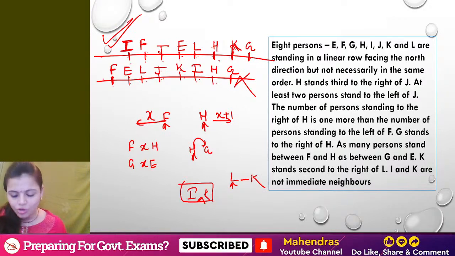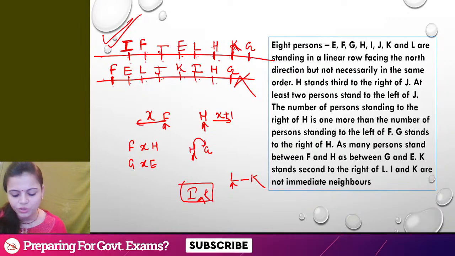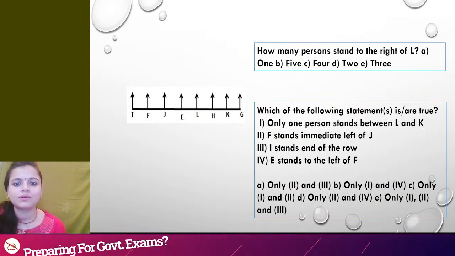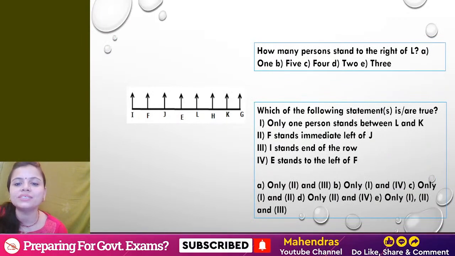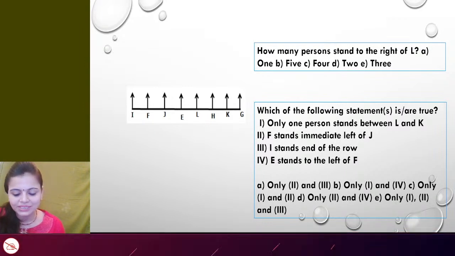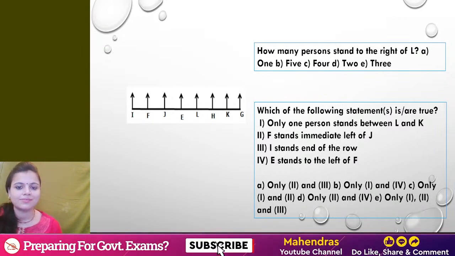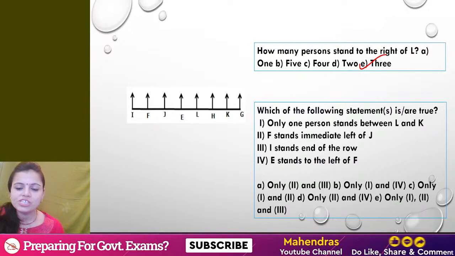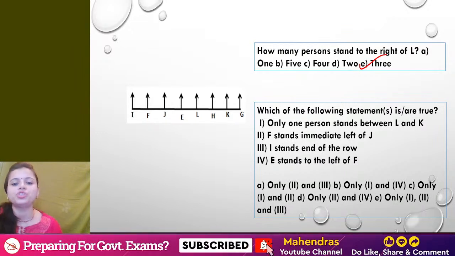If they all are facing north, then you can take the direction position. You can imagine yourself in that position. Yes, you can. Next, how many persons stand to the right of L? How many persons stand to the right of L? 3. Means H, K, G.